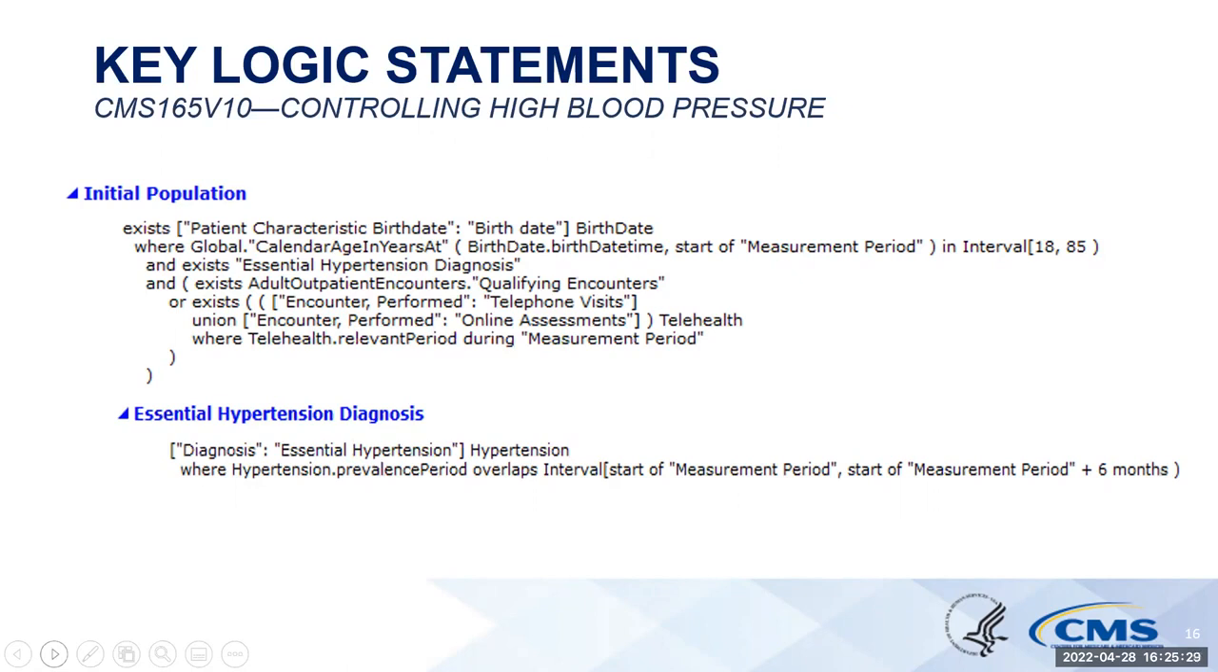If we look at the age intervals used in the measure logic, we see 18 is included in this part of the logic through the use of a closed or square bracket, and 85 is not included through the use of a curved bracket. The logic also includes the adult outpatient encounters library, and qualifying encounters include office visits, preventative office visits, preventive services, or home health services that are provided during the measurement period. Also, both online assessments and telephone visits definitions use the encounter performed data type, and if a code is present from either the online assessments or telephone visits value sets, it will meet this logic.